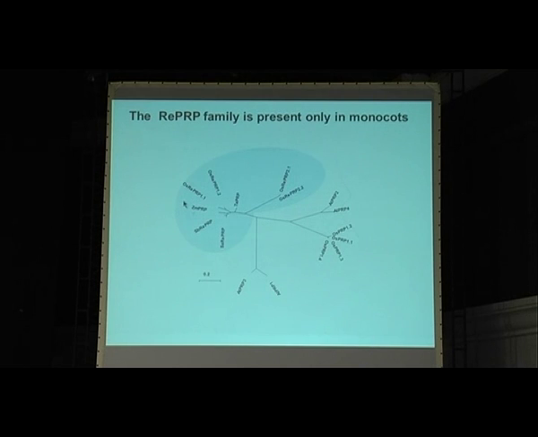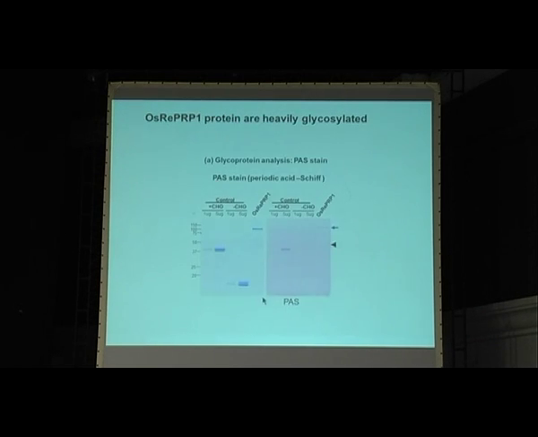REPRPs are unique in monocots such as rice. Although we have proline-rich proteins in other plants such as Arabidopsis, this kind of REPRP is only in rice and other monocots. So as shown on this slide, the shaded area represents REPRP, the others are the regular proline-rich proteins. So they are very unusual, and we already suspected that they were glycosylated.